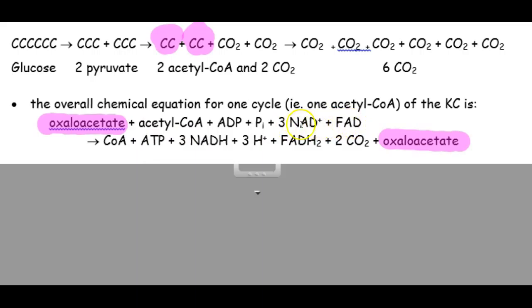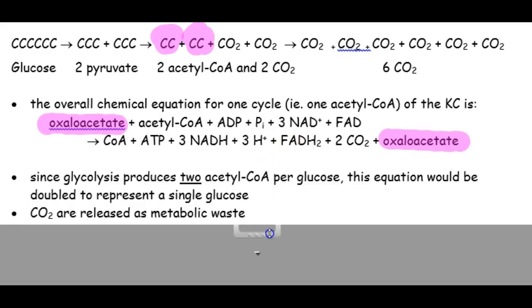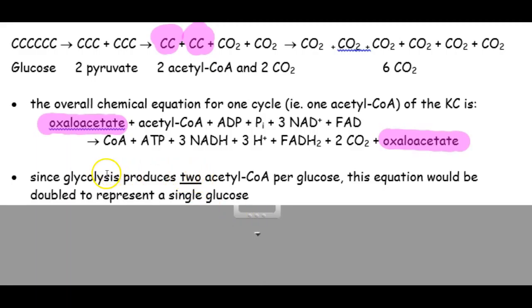Looks like I have some electron carriers here that are going to be reduced in the process, and that will leave me with their reduced form as NADH and FADH2, which we're going to see again when we reach the section of the notes on the electron transport chain. Okay, so as I mentioned before, since glycolysis is going to leave us with pyruvate, and then the pyruvate gets oxidized to 2 acetyl coenzyme A, that whole cycle is going to happen twice. And so we would have to double this equation in order to represent what would happen if we were starting with one whole glucose molecule.